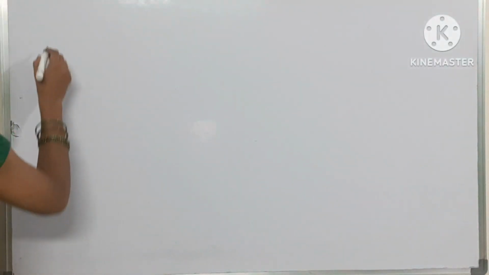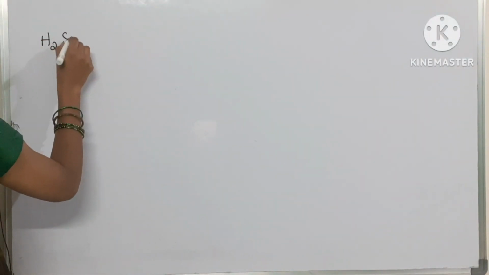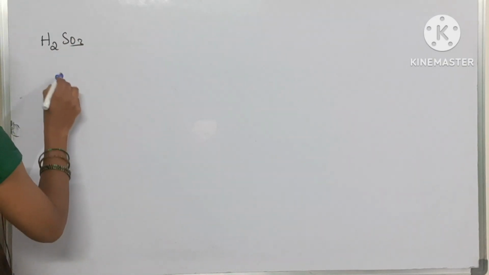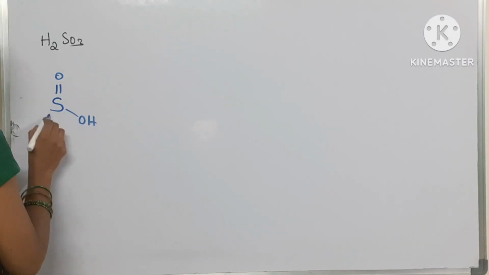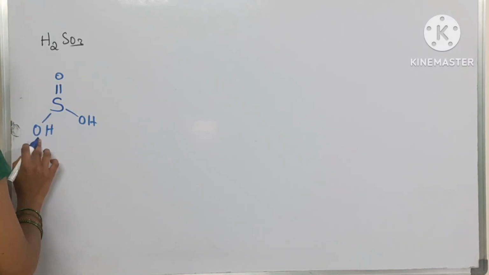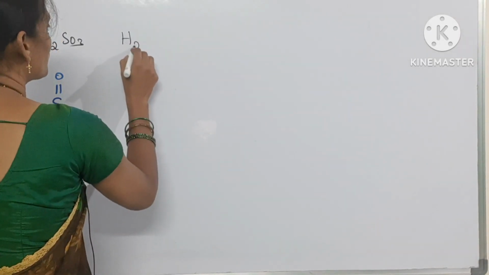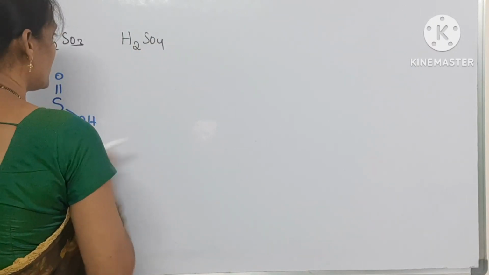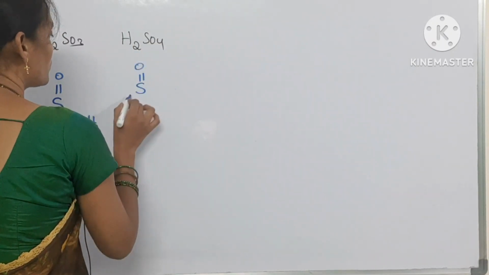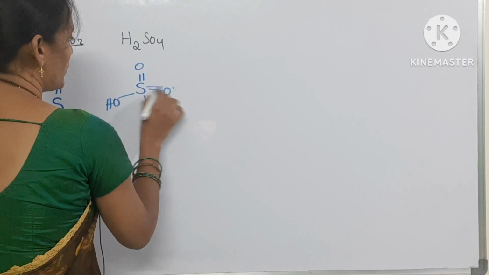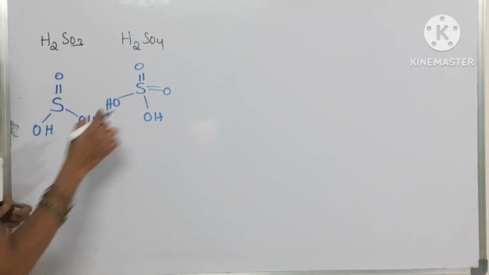We can go on to discuss a few oxoacids of sulfur. First one you can see is H2SO3. This is sulfurous acid. If you check this structure, there is a double bond O, OH and OH. Okay, next is sulfuric acid, H2SO4, that is S with double bond O, OH, OH and another double bond O. So SO4 and 2 hydrogens.